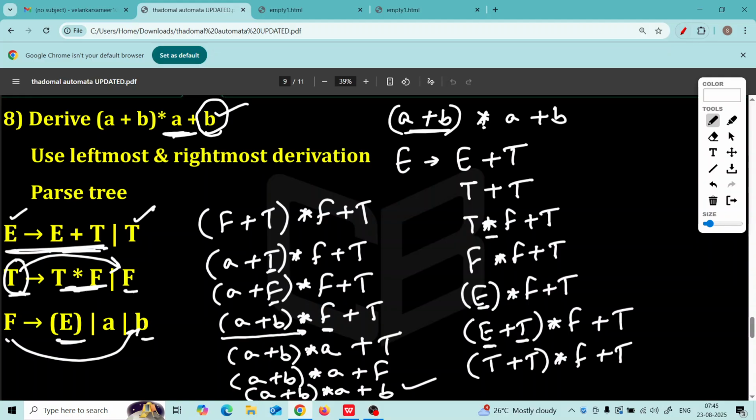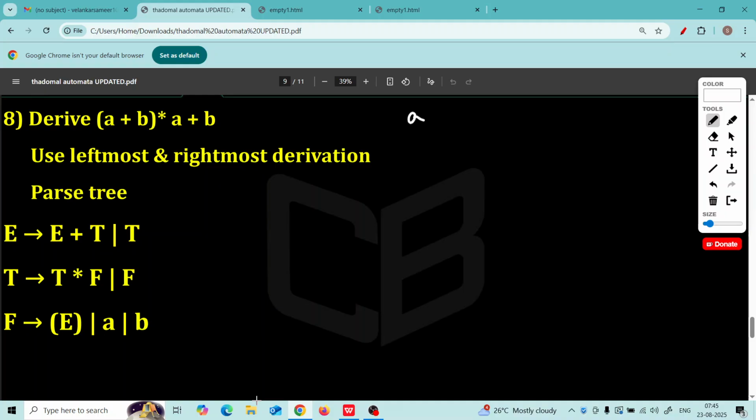What about rightmost derivation? A plus B into A plus B, rightmost. The first derivation must begin with E. I'll use two pages now. E gives E plus T, no other option. Now rightmost derivation, isn't it? Rightmost.